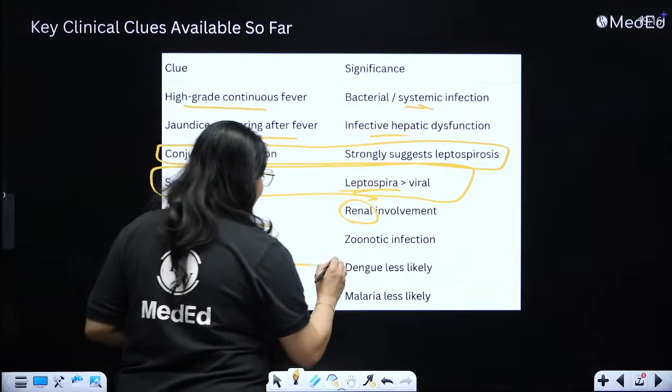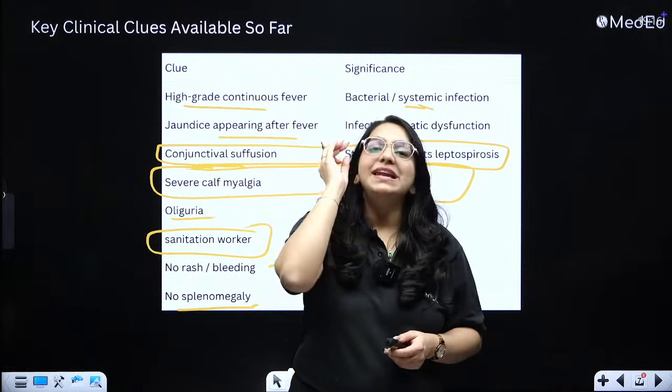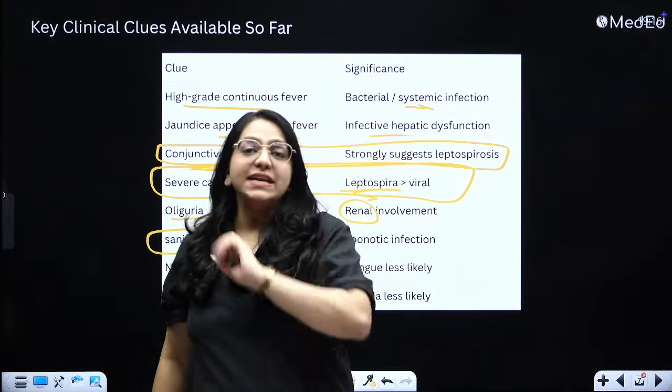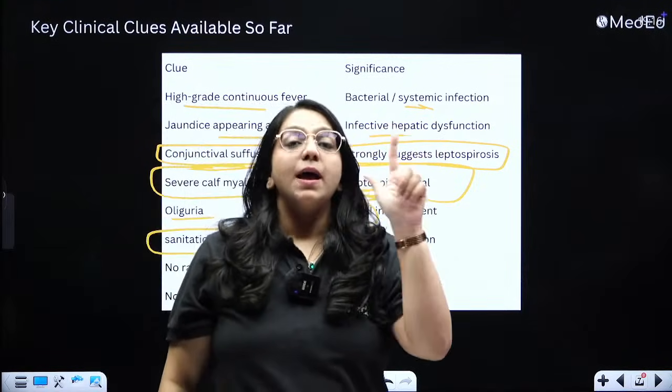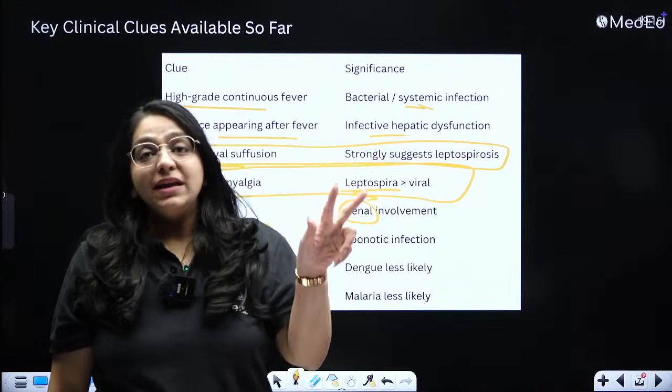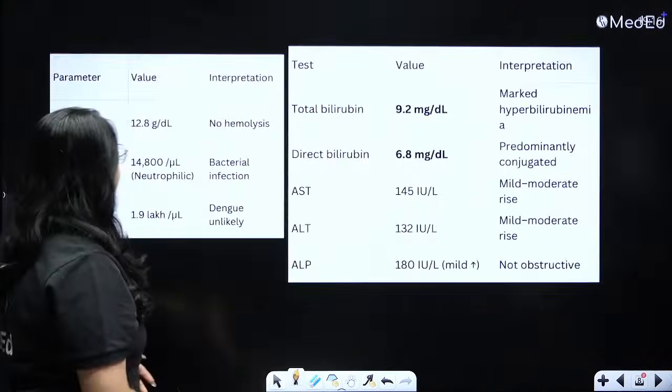No rash or bleeding, so dengue is less likely, and no splenomegaly, so malaria is less likely. Only less likely, we have said, based on the DDs we had. What were the DDs? Viral, we had dengue and all the hepatitis. Parasite, we had malaria. Bacteria, we had Leptospira, Borrelia, and any other cause there might be, right?